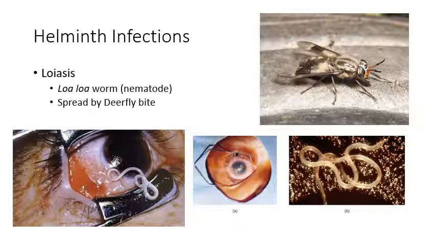Okay. And then as far as helminth infections go, again, not too many worm infections of the skin and eye, but we do see this one, Loa loa. Loa loa is the scientific name of the worm, a nematode that can cause loiasis. It is transmitted through the bite of a deer fly, which you can see in the top picture here. The deer fly bites and injects the larval stages of this worm, and then the worm will grow into adulthood and can cause blindness.